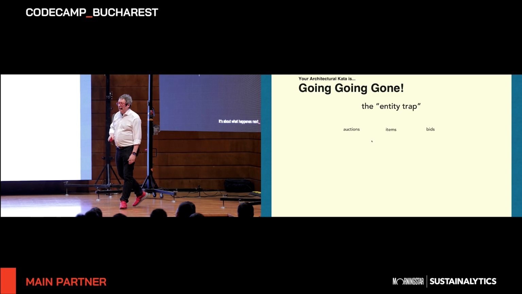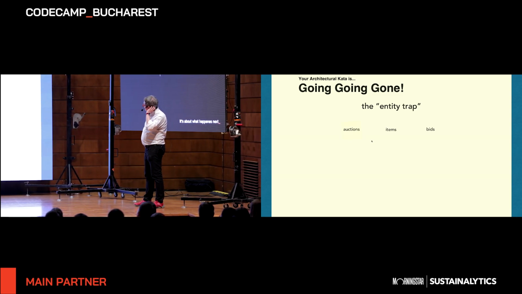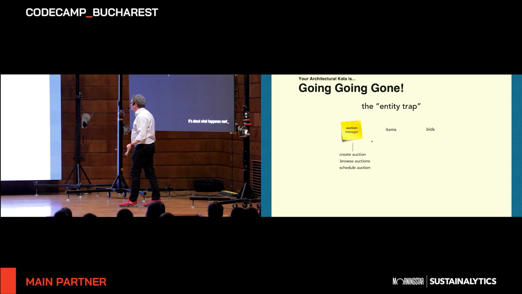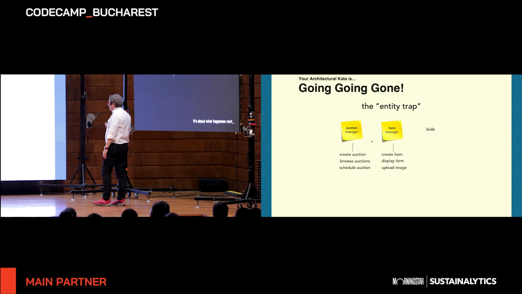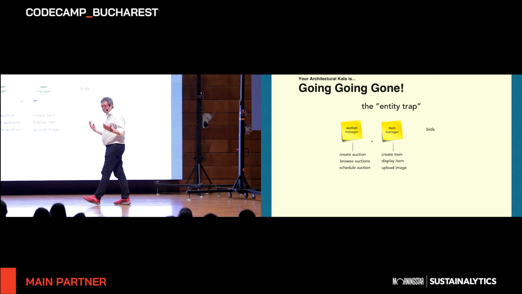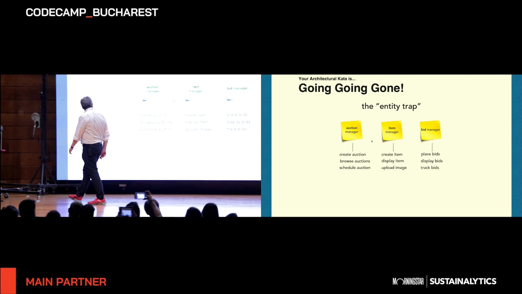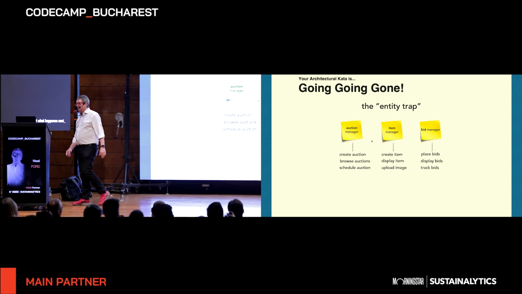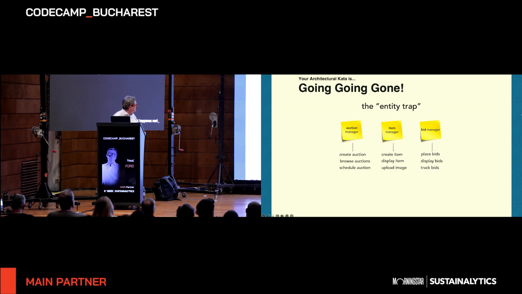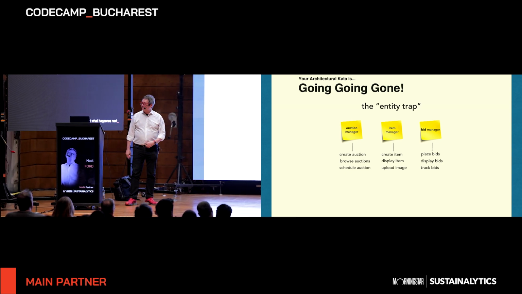It's really easy to fall into because you look at this and you say, well, we have auctions, so we should have an auction manager to create auctions and browse auctions and schedule auctions. We have items, so we should have an item manager to create items and display items and upload images. And we have bids, so we should create a bid manager to place bids, display bids, and track bids. And this is the trap called the entity trap.